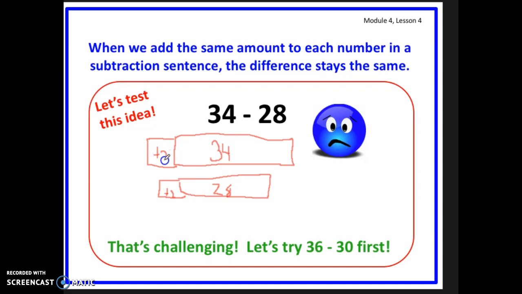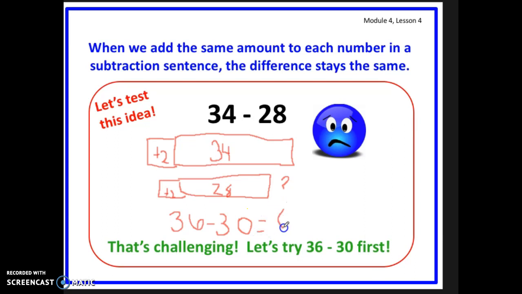Plus 2. Okay, so now I have a brand new number sentence. Remember, I want to still find the difference between these two because subtraction, that's what you're doing, is finding the difference between two numbers. So what am I going to do? I'm going to write my new sentence, and it's going to be so much easier to write than my old one. So 34 plus 2 is 36. Okay. And 28 plus 2 is 30, so I'm going to subtract the 30. And 36 minus 30 is 6.